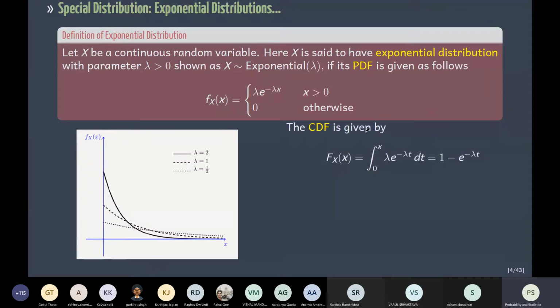The CDF will be given by this. This is how we define the CDF. The CDF in general is F(x), the integral from minus infinity to x of the PDF, so let us say f(u) du. This is how the CDF is defined, but from minus infinity to 0 it's 0 anyway. That's why we start from 0 to x. So this boils down to 0 to x, and then we integrate it, and this is the result of integration.